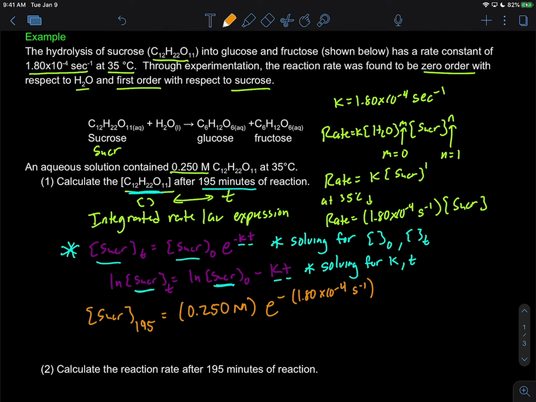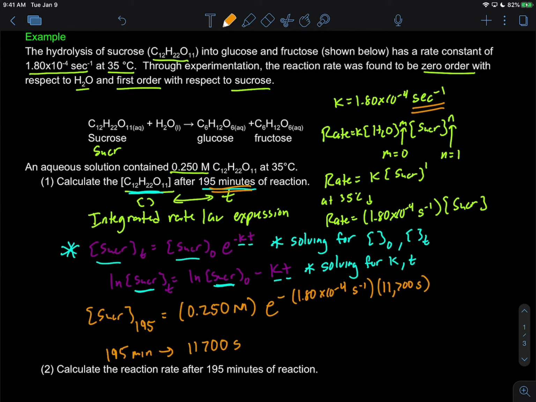inverse seconds. And what we notice here is that our time that we have for our k value is in seconds, whereas our time that we're given here is in minutes. And so we want to make sure those are the same units, because whatever we're raising e to some power needs to be unitless. And so if we see here, we convert 195 minutes to seconds, right? We would multiply by 60 and we would get 11,700 seconds. So we can go ahead and plug that in here.